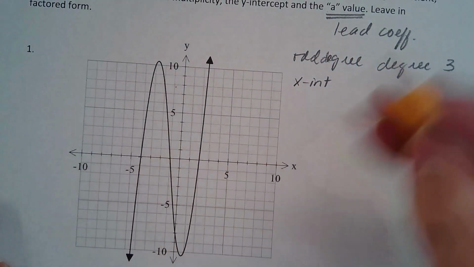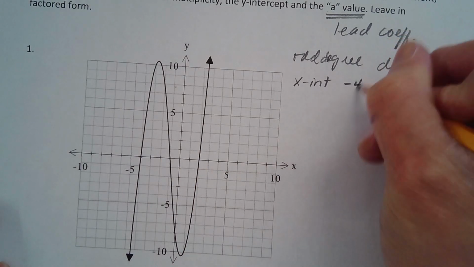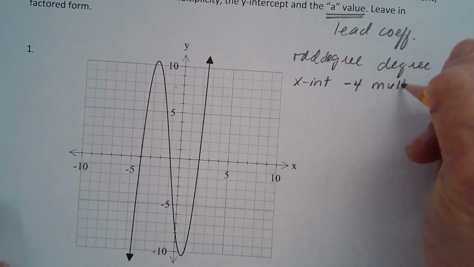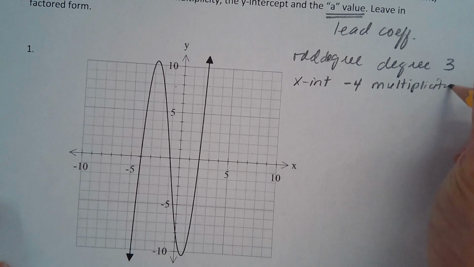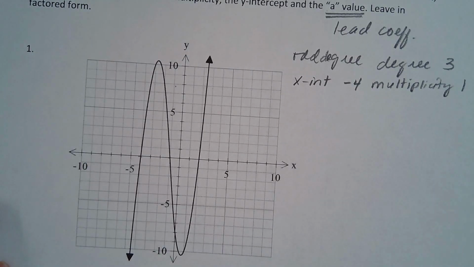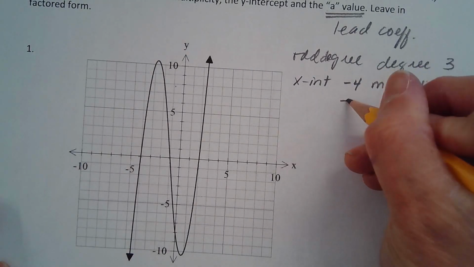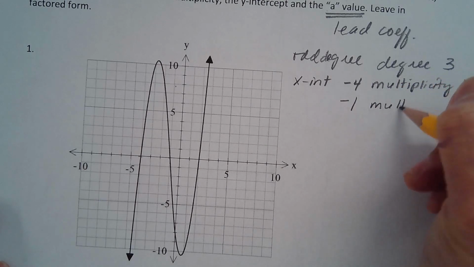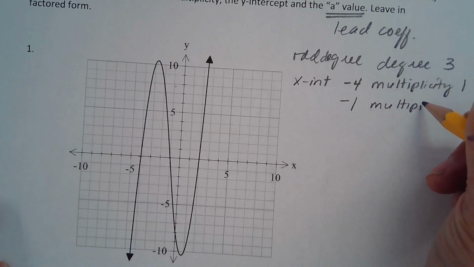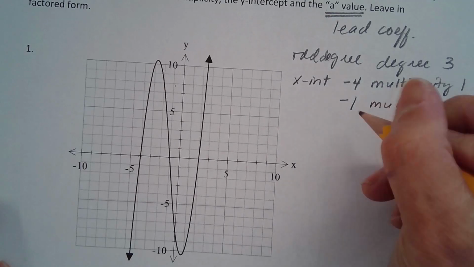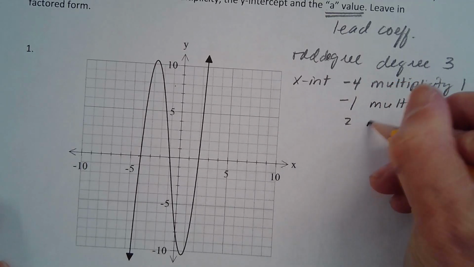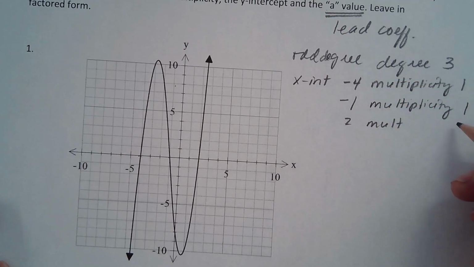Okay, the x-intercepts are -4, multiplicity 1. What's the other one? -1, multiplicity 1 as well, and +2, multiplicity 1.